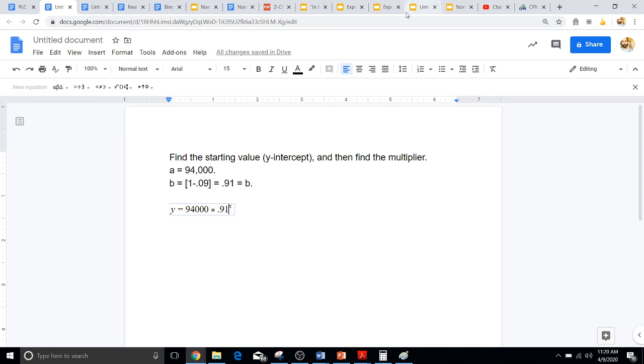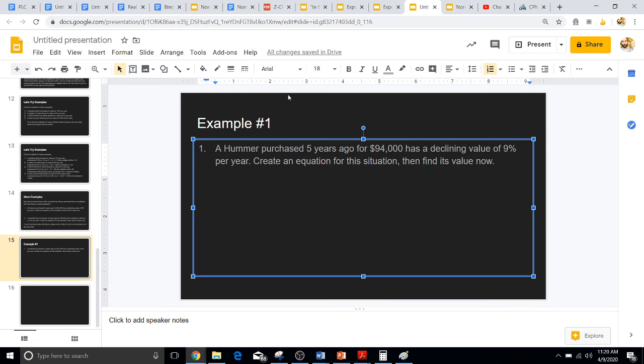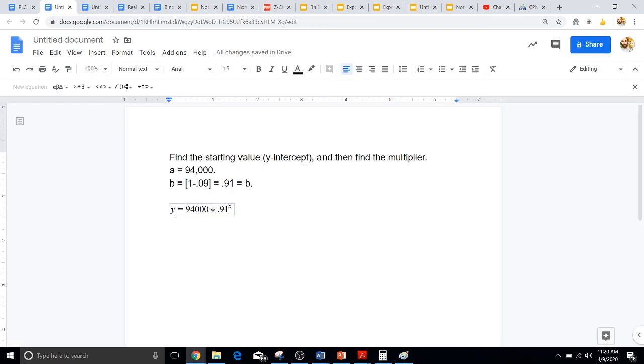Now let's go back to the example and find out how much time has passed. Well, we purchased the Hummer 5 years ago, which means 5 years have passed. Let's go ahead and find what that would be if we plug it in for 5. Okay, so we now have our equation, which is y equals 94,000 times 0.91 to the power of 5.